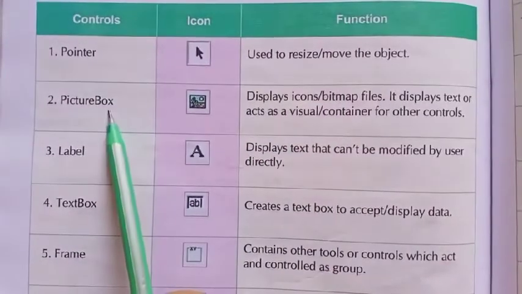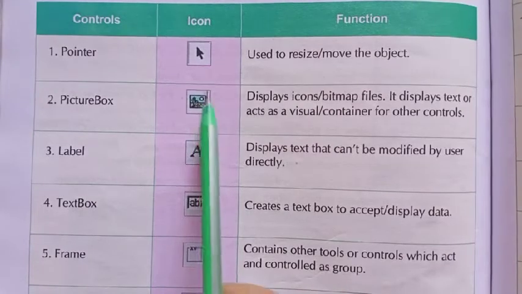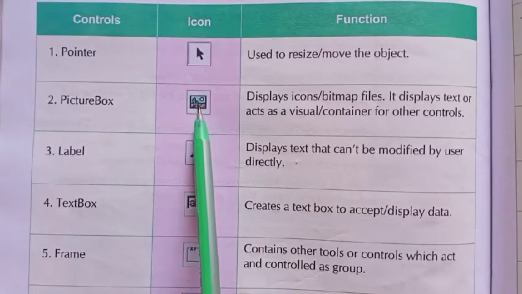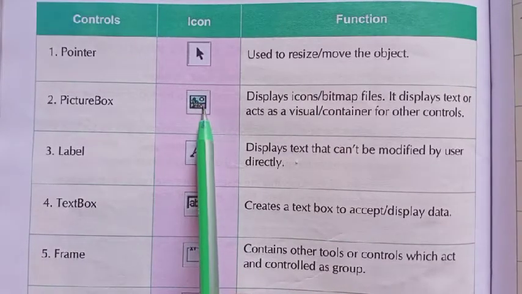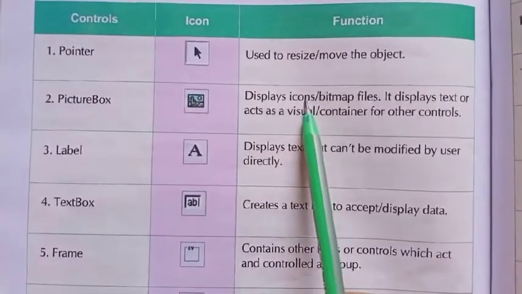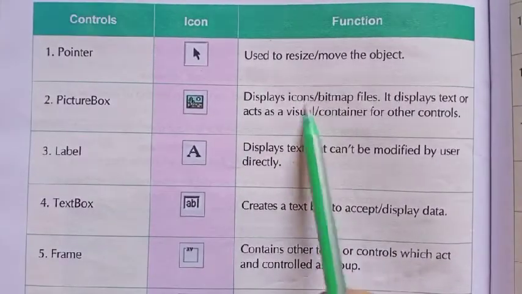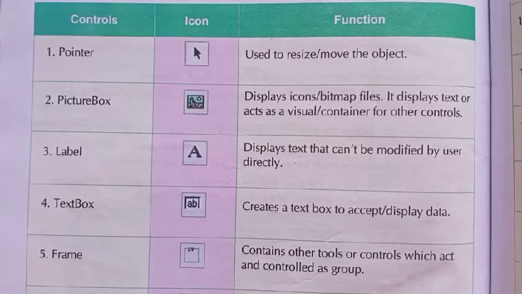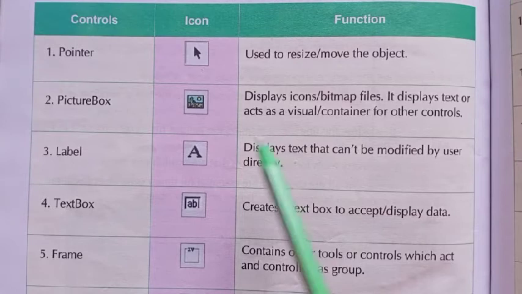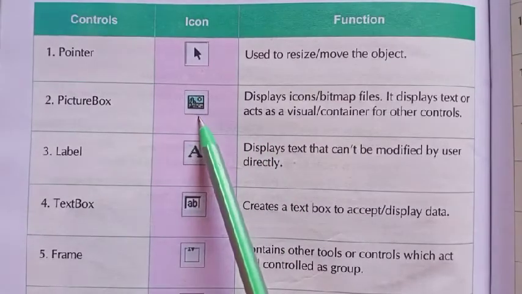Then next we have the picture box. This looks like a frame inside which a picture is placed. This is going to be used when you have to display some icons. You need a container to keep something. You need to put icons on the Visual Basic screen. You are going to make use of the picture box.